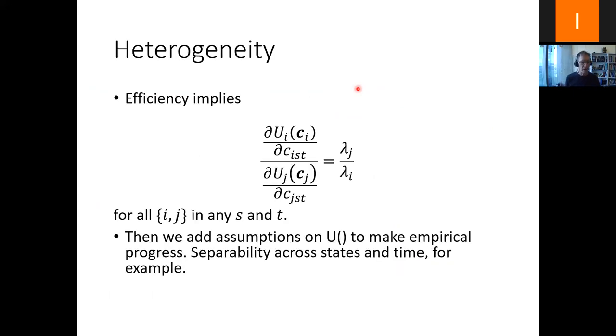Before I go on to these more complicated things, let me stop and ask if there's any questions now. There's just one question. Saheed asks, what kind of insurance operates in the village?